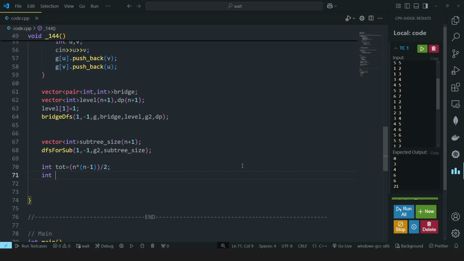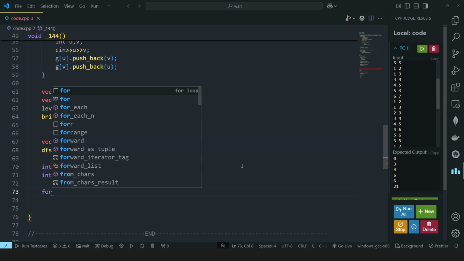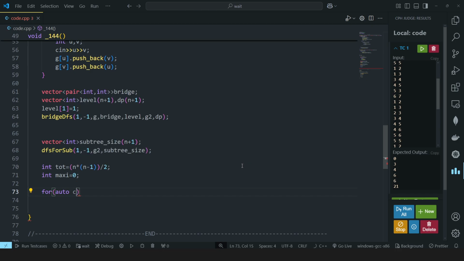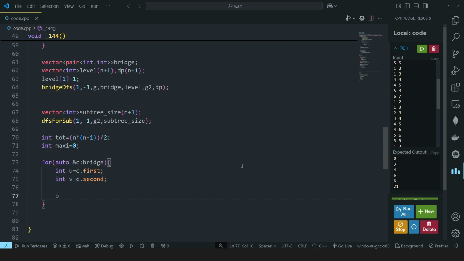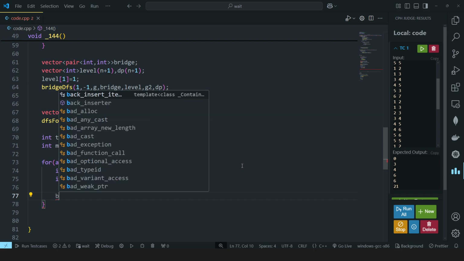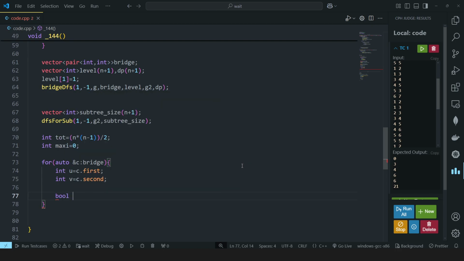So let us say that maxi value initially is 0. Whatever bridges we have collected, we will iterate through that. This c dot first will be my first end point of the bridge, and this c dot second will be my second end point of the bridge. I will compare which end of the bridge is up, that is, which is coming first in the DFS call. So who is up?